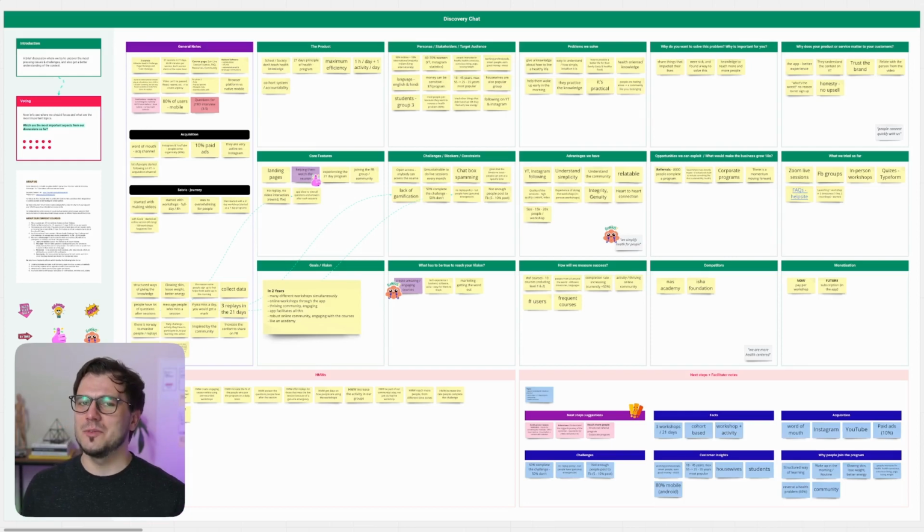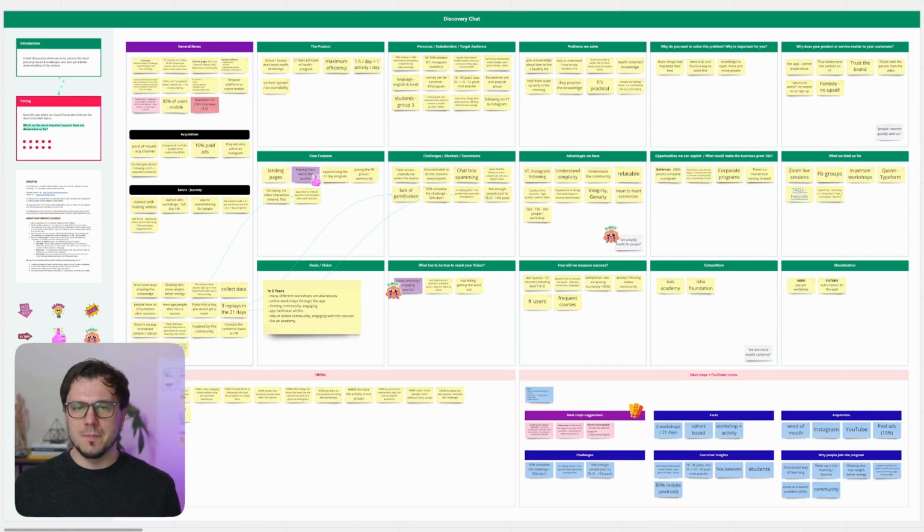Hi, this is a walkthrough of one of our main discovery frameworks that we use whenever we start a new project. During usually a 45 minutes to 1 hour discussion, we go through all these boxes and fill them out, and it looks something like this. We talk about things like the product, target audience, problems, challenges, advantages, goals, the important parts of basically any business.